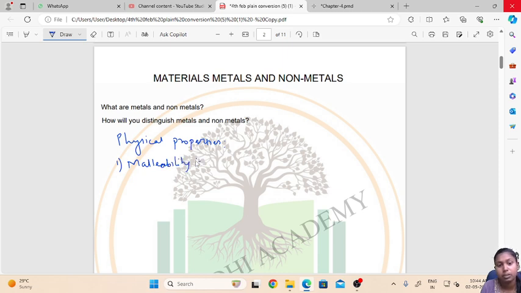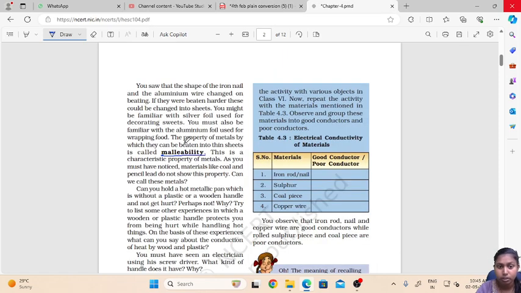What is malleability? It is a property by which a piece of wire or a nail can be converted into thin sheets, or metals can be converted into thin sheets by beating. So this is a characteristic property of metals. Only metals can be converted into thin sheets. Non-metals we cannot turn. For example, non-metals like coal and pencil lead, we can't beat them into thin sheets, right? So this is a characteristic property of only metals.